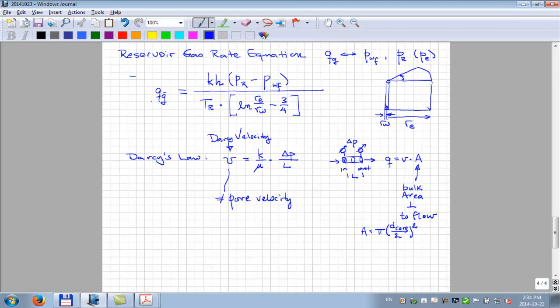So basically, the rate is proportional to KH. That's true. Bigger permeability, for a given pressure drop, you get more rate. Bigger thickness, proportional to thickness, more rate for a given pressure drop.